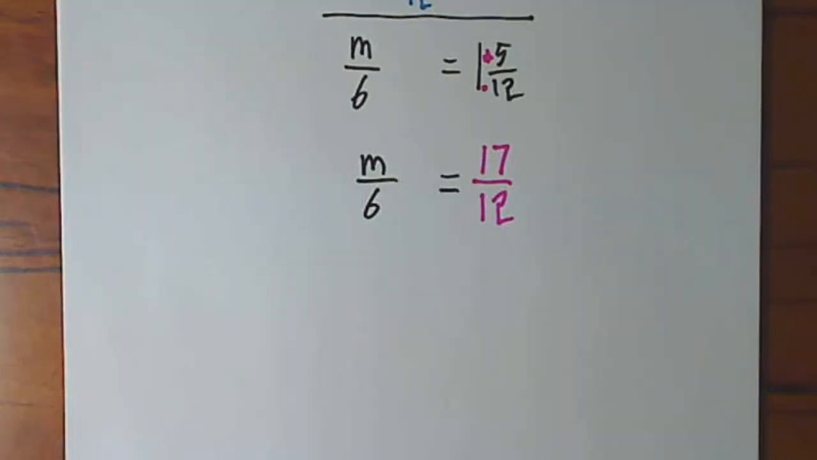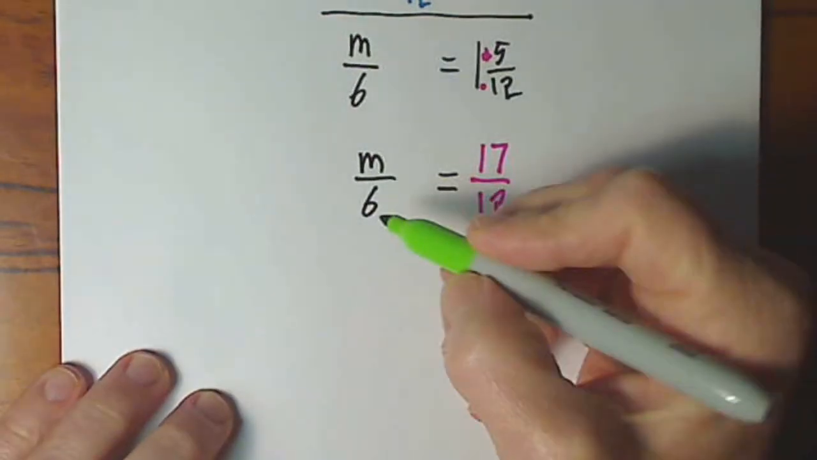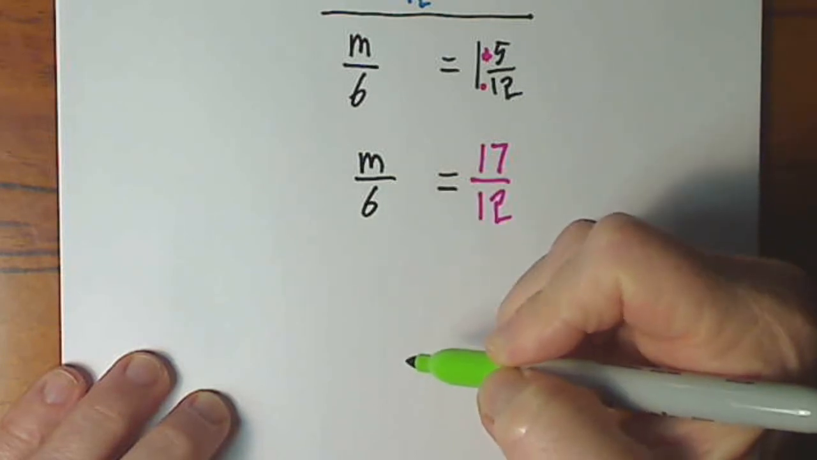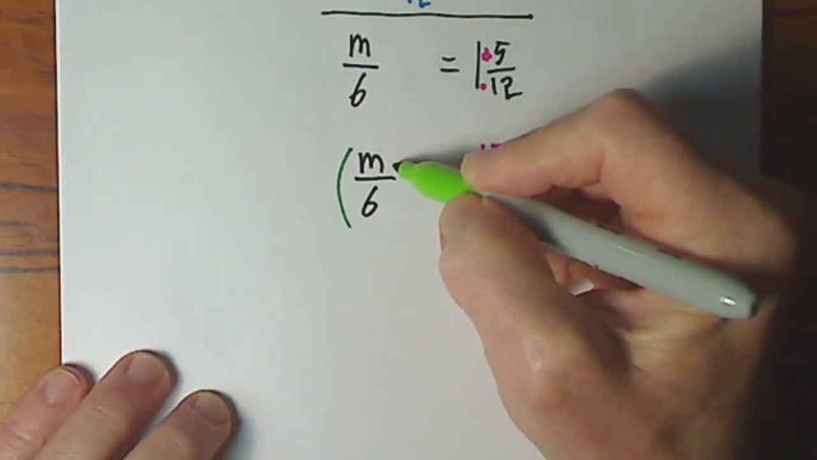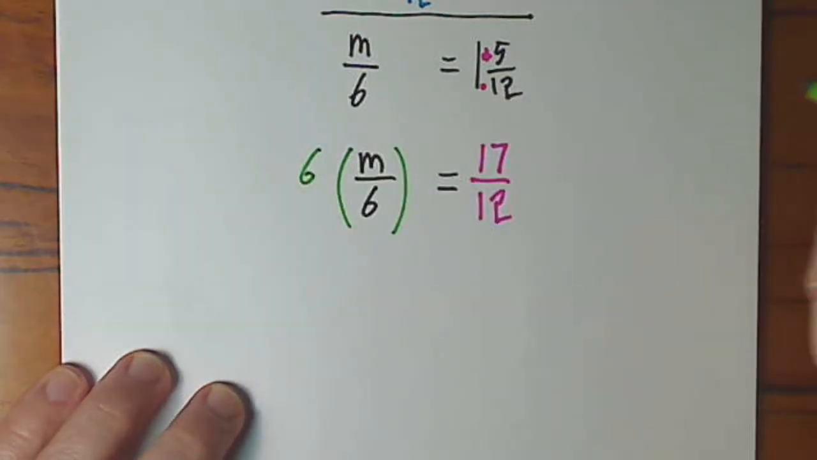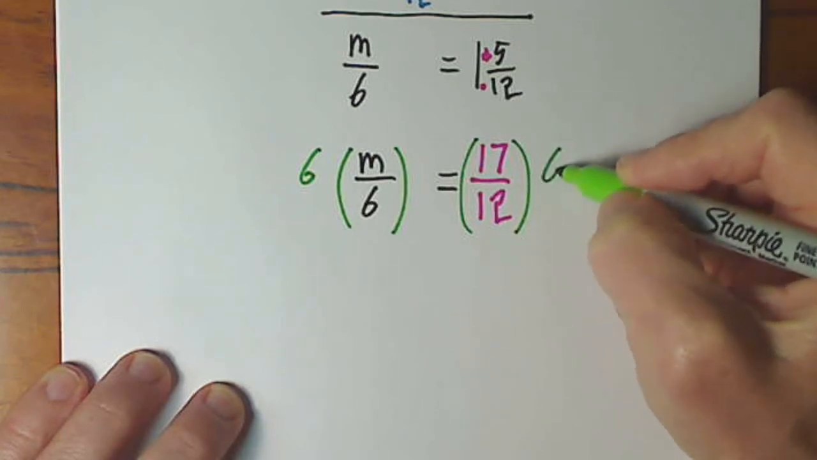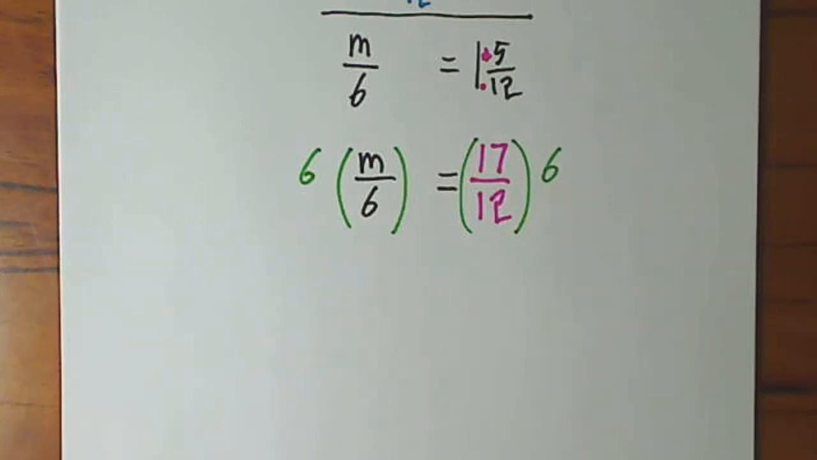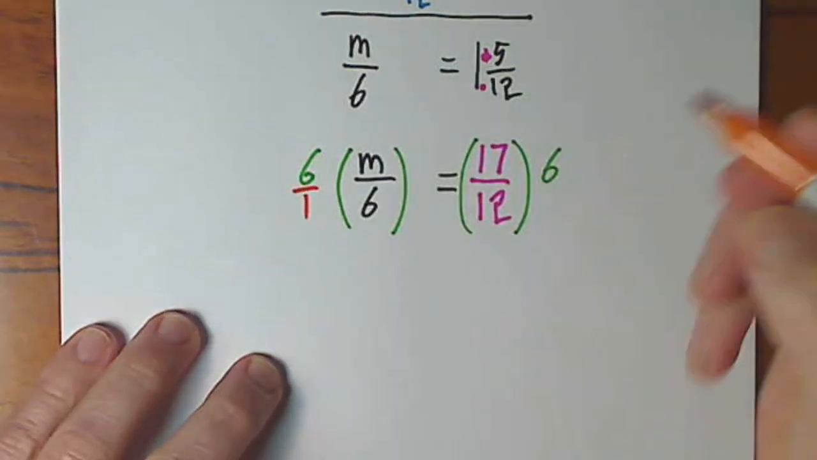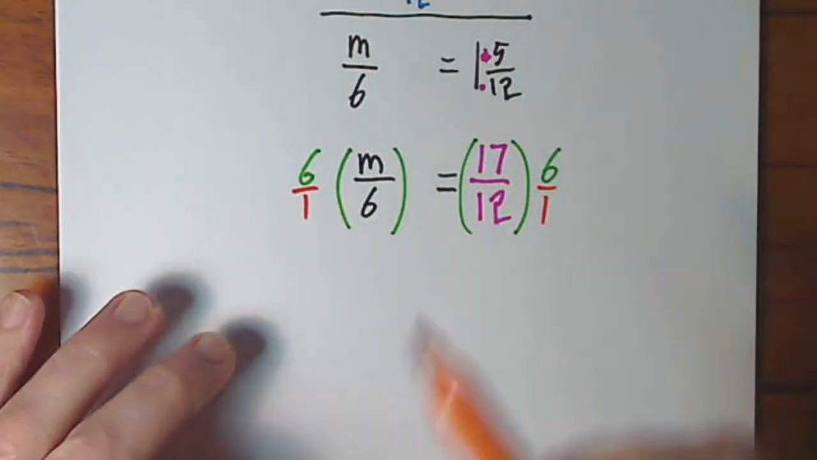Alright, I want to get rid of that 6. If I can do that, I'll have m all by itself. 6 is held there by division. The opposite operation is multiplication. To indicate multiplication, I'll simply put parentheses with the 6 outside the parentheses. You always have to do the same thing on each side of the equation. This 6 is really 6 over 1, if it helps you to see it that way. Basically, if I have a fraction, I want a fraction next to it.